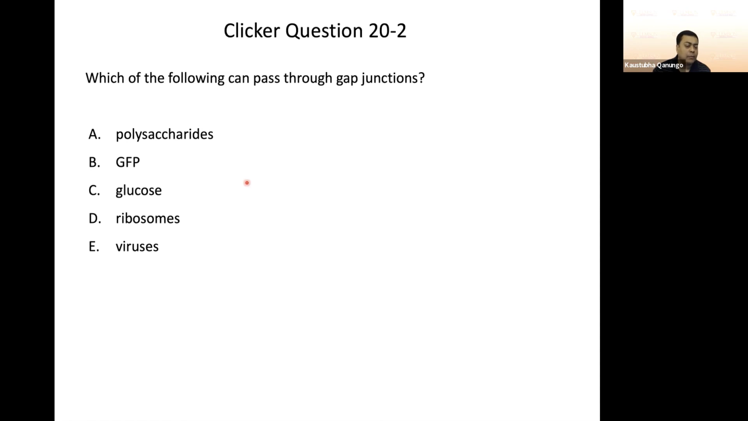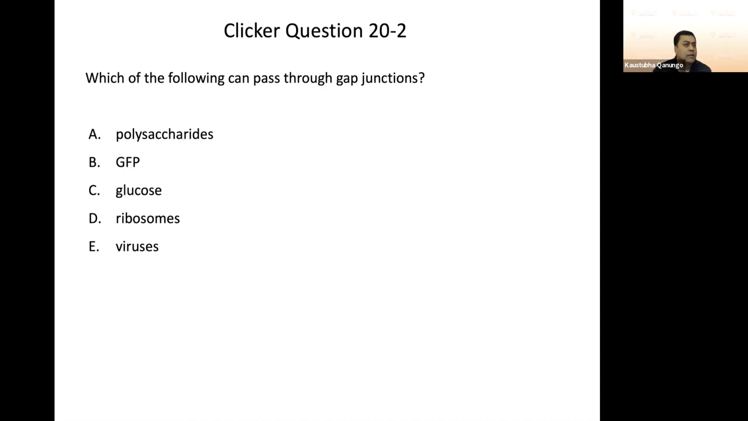Now, what are the examples? The polysaccharides are multiple sugars, and these are very large. Say, for example, starch. Starch will not be able to pass, or glycogen will not be able to pass. These are polysaccharides, multiple sugars, and they do not pass. GFP is where the confusion comes in, and a couple of people answered that. It's a green fluorescent protein. So what is the difference?